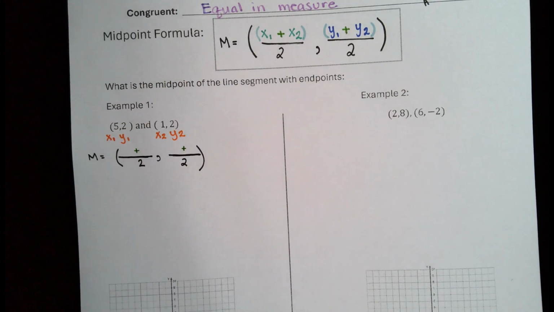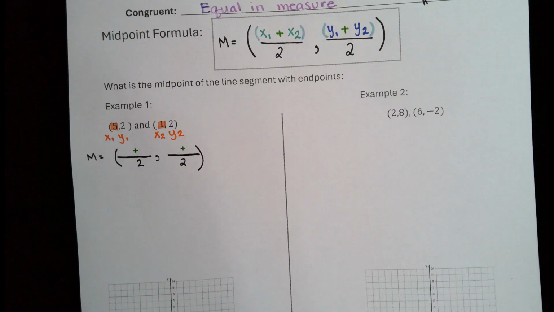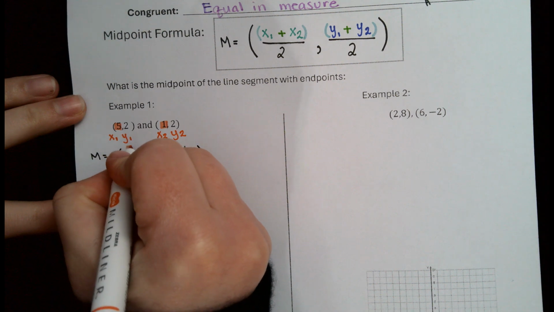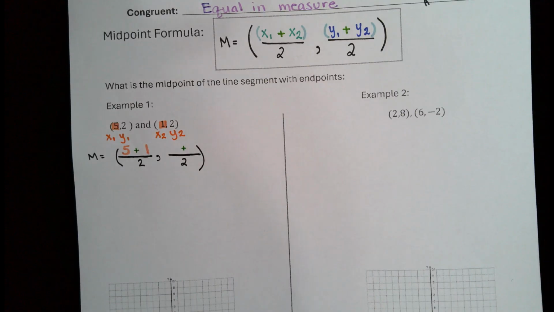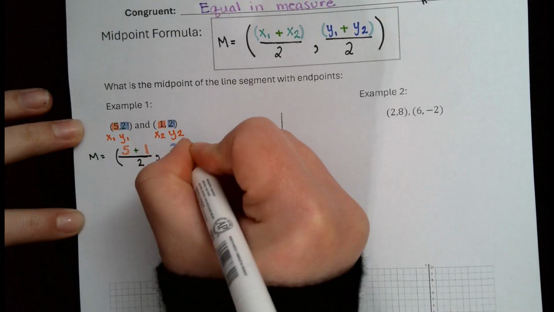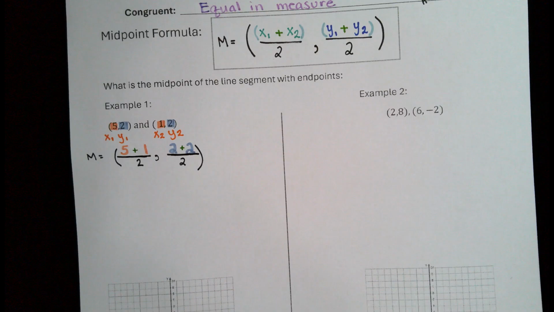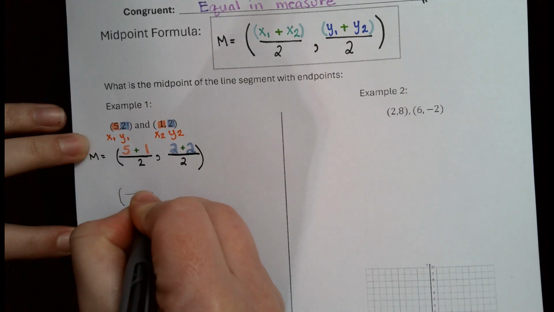And now you're going to take things in order. You're going to add your x's, divide by 2. You're going to add the y's, divide by 2. So here are my x's. I have x1 is 5, x2 is 1. Now let's find our y's. y1 is 2, y2 is 2. And again, what are we doing? We're adding first, then dividing by 2.